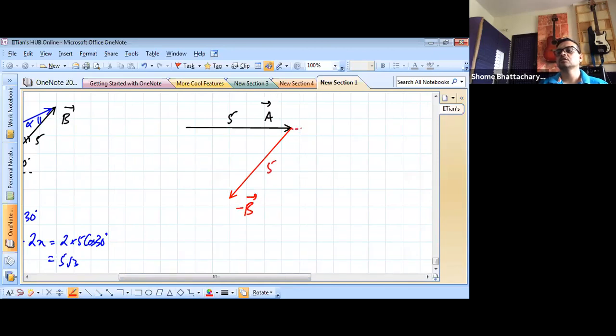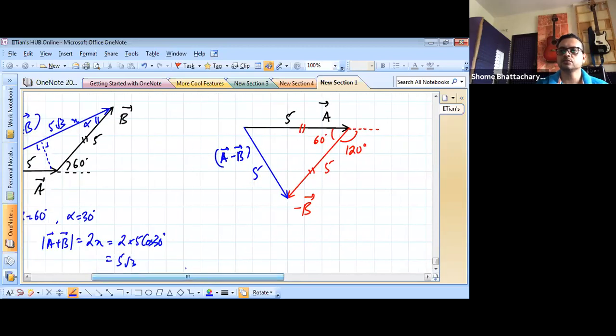Such that this angle is now 120 degrees. So in other words, the interior angle is 60 degrees and this side is equal to this side. You can see that it's very easily becoming an equilateral triangle. So it's very easy to understand why this side, which is A minus B, also has magnitude 5, because this angle is equal to this angle. That is the solution.